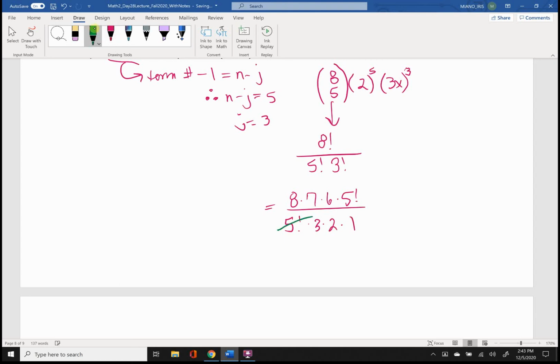So 5 factorial is done. 3 times 2 is 6. So really we've just got 8 times 7 left. So that'll give me a 56 there. Okay.